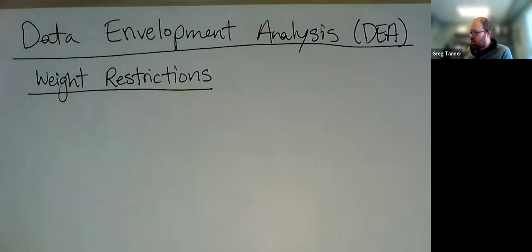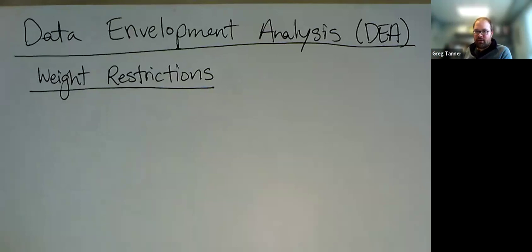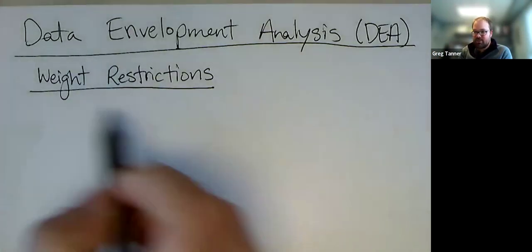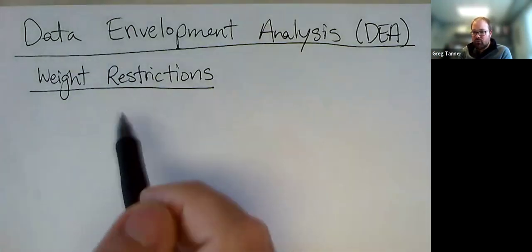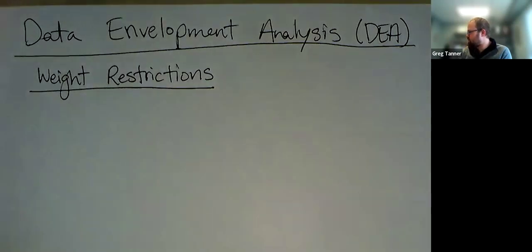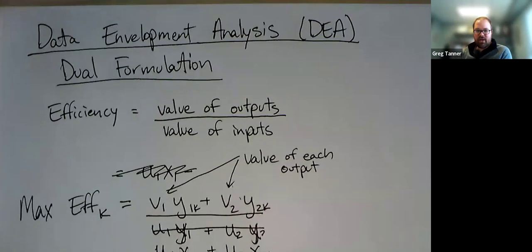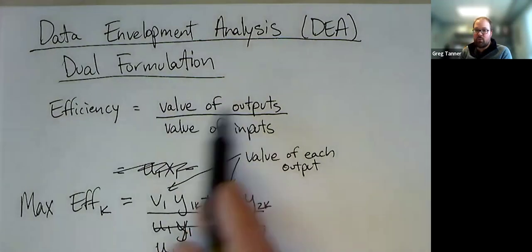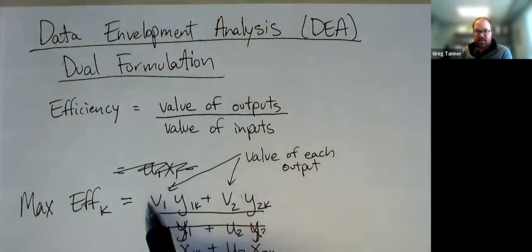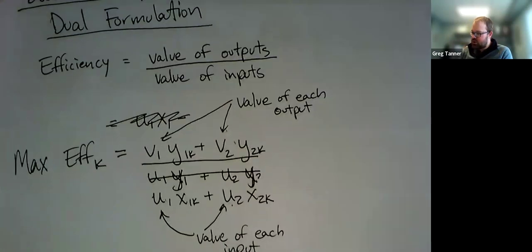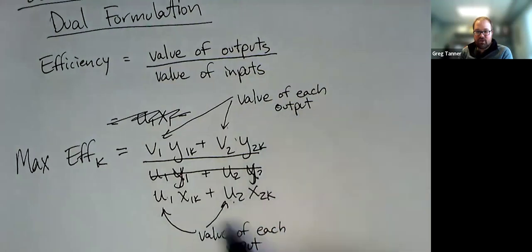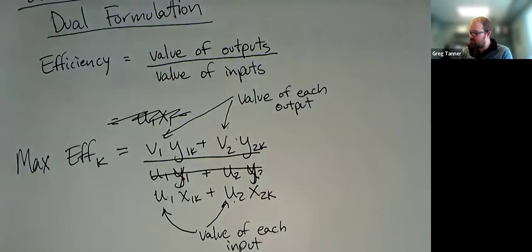Okay. One way to get around this is to have more DMUs, but in absence of having more DMUs that you're evaluating, one way to get around this is by having weight restrictions. So this connects with the dual formulation. If we think about the dual formulation, we're thinking of efficiency as value of outputs over value of inputs. And we had these weights, V1, V2, U1, U2, which were sort of the value of each of the outputs and the value of each of the inputs.